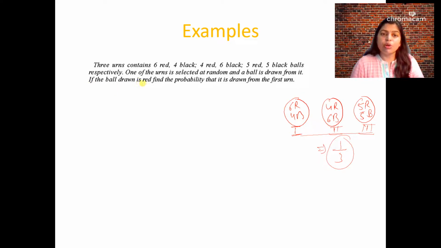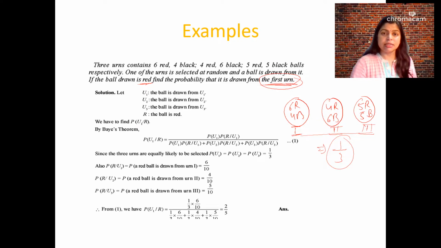If a ball is drawn, and we don't know from where it was selected, but the ball is red, then we are finding the probability that it is drawn from the first urn. So this is a condition: they have got a ball and they don't know from where it was selected. This type of question can be solved using the Bayes theorem only. So here is the solution.